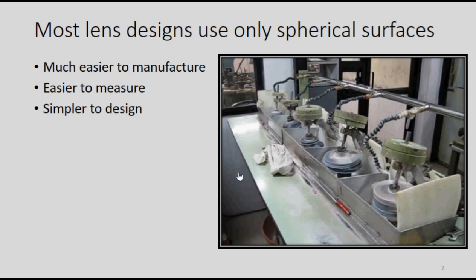They're not often used. Most designs use only spherical surfaces for some very simple reasons. They're easier to manufacture, easier to measure, and simpler to design. Here's an example of some lenses being polished.